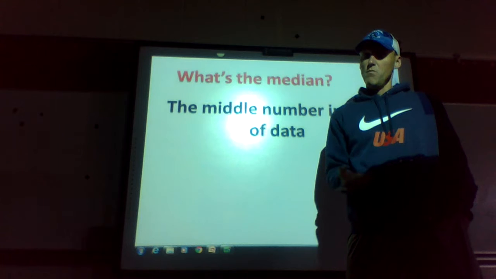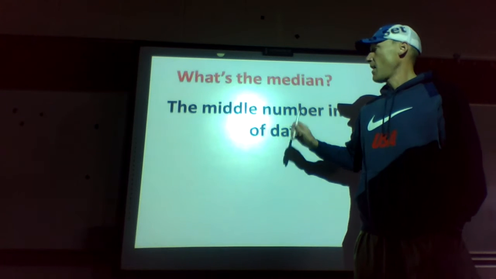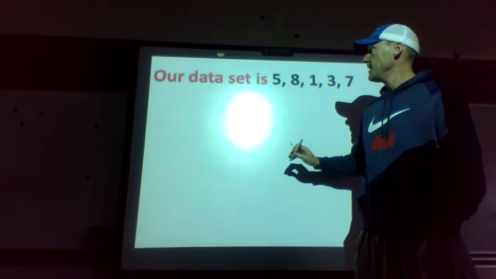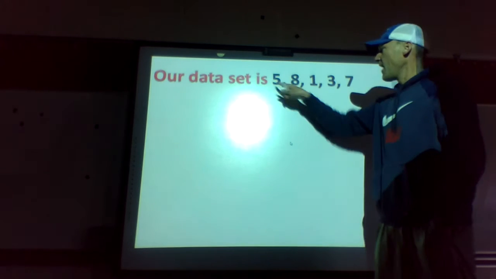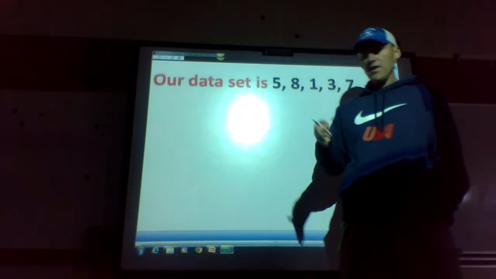Sometimes when we were working with mode yesterday, you could find that there would be two or even more for a mode, but not for a median. So in this case, we have 5 numbers in our data set. 5 is an odd number, so we're going to start out easy.